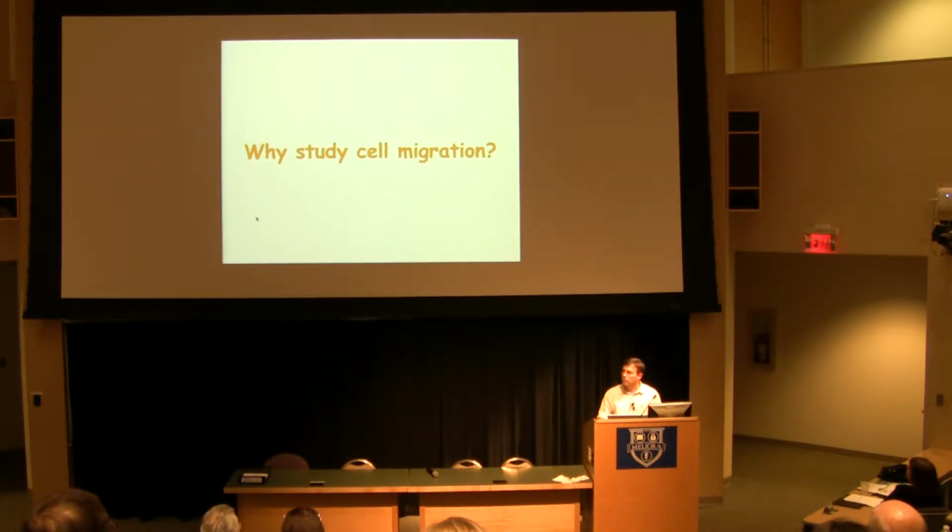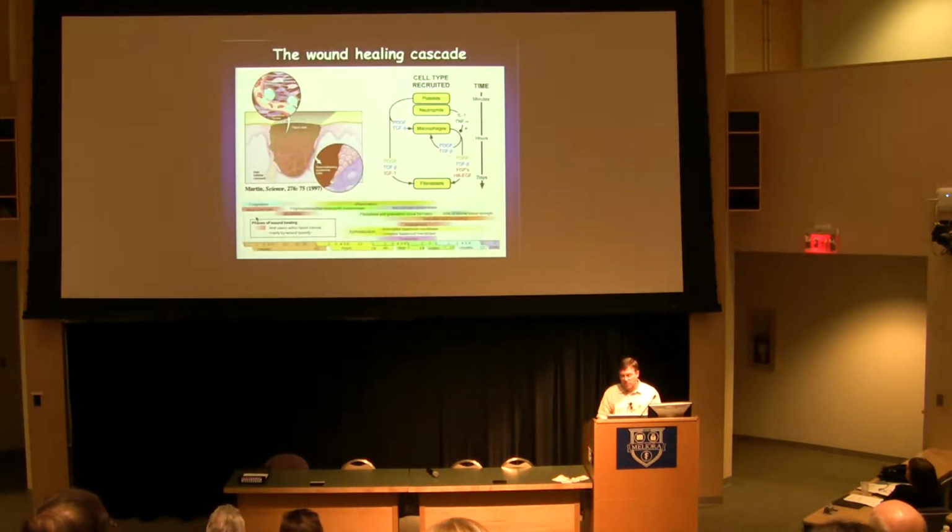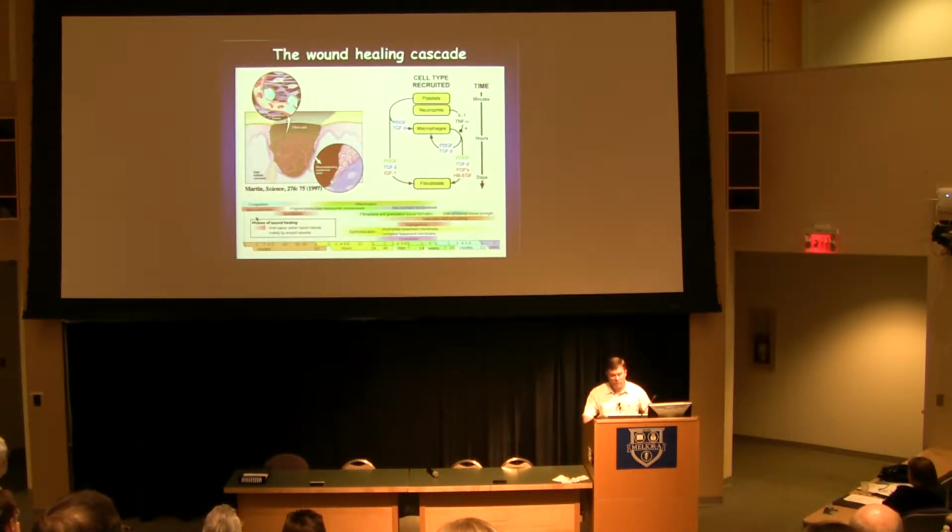So why is it important to study cell migration? Well, I think everyone in the room can appreciate that cell motility is involved in a range of physiological processes as well as disease processes. So the example that I always like to give is in wound healing, because wound repair requires the coordination of many different cell types, and also coordination on different time scales.